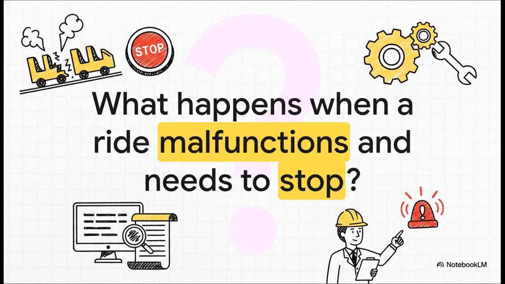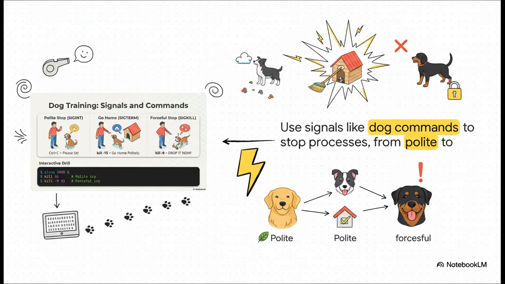Okay, but what happens when things go wrong? Because, let's face it, they always do. A ride freezes up, it goes completely haywire, or it's just causing a massive problem. As the supervisor, how do you step in and pull the plug safely? Well, you've got a whole set of signals you can send, and it's kind of like training a dog.